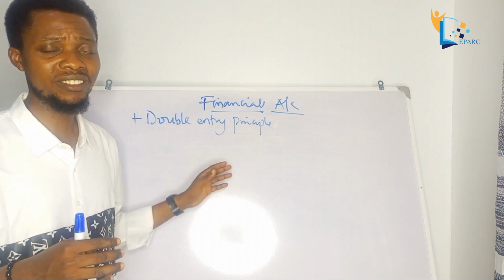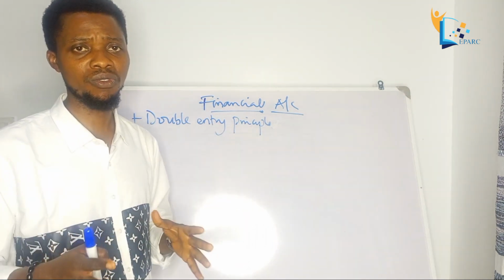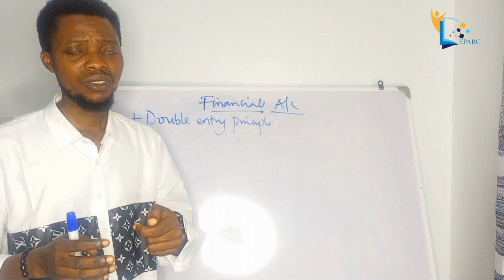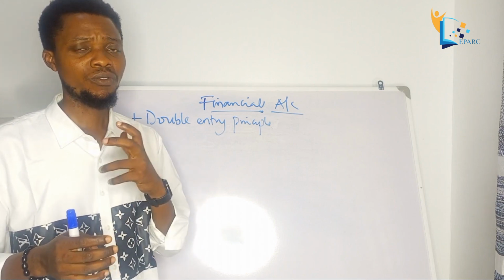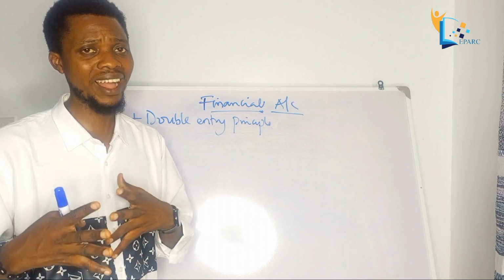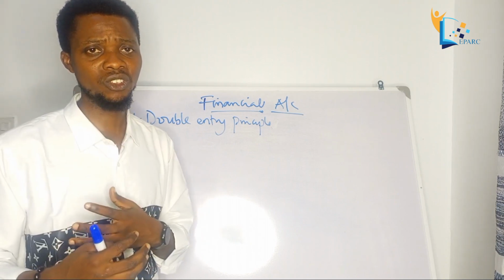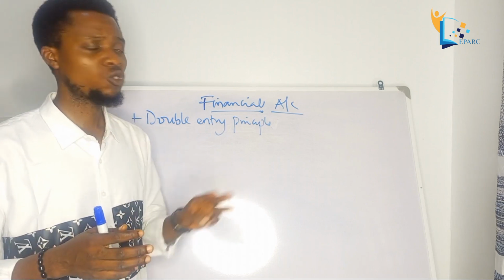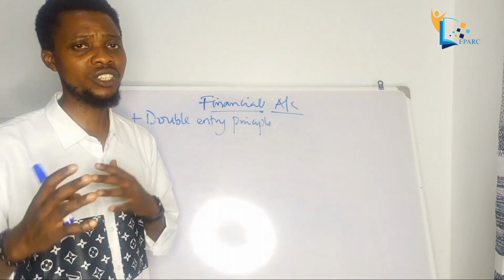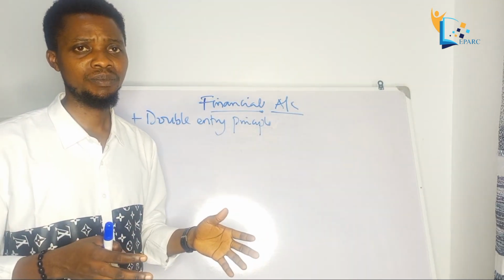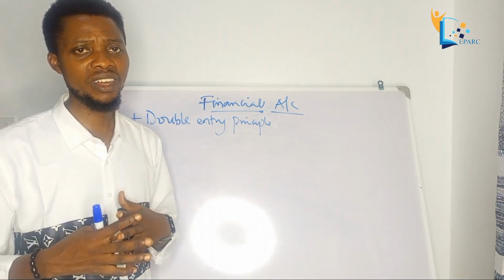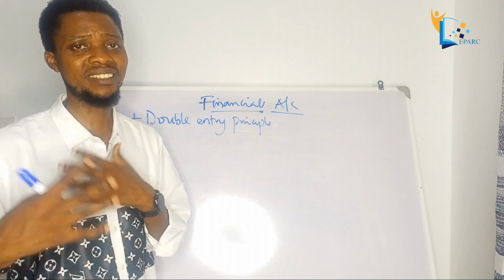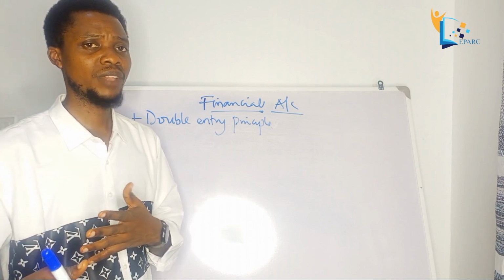Now, number one, you identify the two accounts or multiple accounts involved. Then number two, you identify which account is giving out and which account is receiving in the transaction that is happening. When you identify that, the third thing is to know which one to debit and which one to credit. Usually you debit the receiver, the account that is receiving, then credit the account that is giving out the transaction.